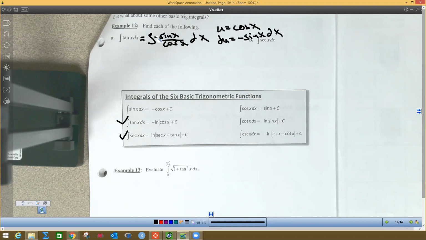So I got to create a negative and destroy a negative, and then I can rewrite this as the negative integral. And I have 1 over u, and this negative sine dx is du, so I stick du back in there. So this is equal to the negative natural log of the absolute value of u plus some c. Well, we always stick our u back in, so we're going to change that to cosine. And if you check this out, this is the same answer that they give right there.